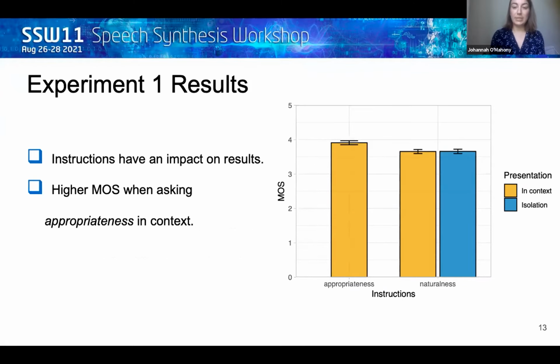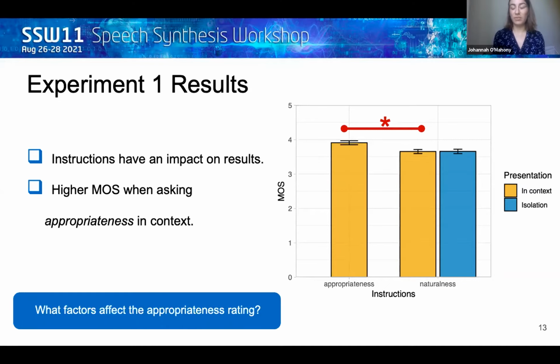So to the results, we found no significant difference in the naturalness conditions. When we asked how natural something was in isolation versus in context, we didn't find a difference. However, following the Clark paper, we also found that there was a significant difference when the instructions differed. And so this tells us that asking how natural something is in context is not the same as how appropriate. It also raised the question for us, what does this appropriateness rating actually mean? What are they taking into account?